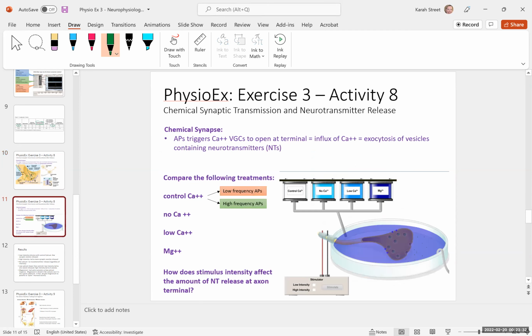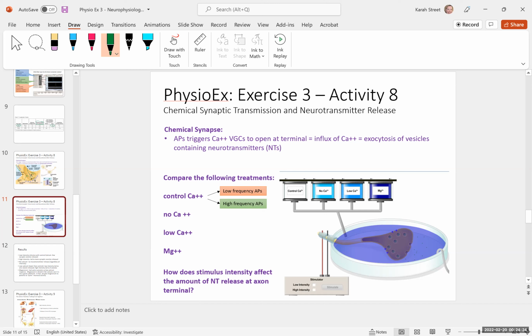In activity 8, we were looking at first control, a control sample with a known amount of calcium. And we were looking at how many synaptic vesicles fused and exocytosed when there was a low frequency of action potentials. Maybe they were being fired every 2 seconds versus high frequency over and over again. And the idea was with the control that the more action potentials arriving at the terminal bouton, the more calcium entered the terminal bouton, and the more synaptic vesicles fused and exocytosed.